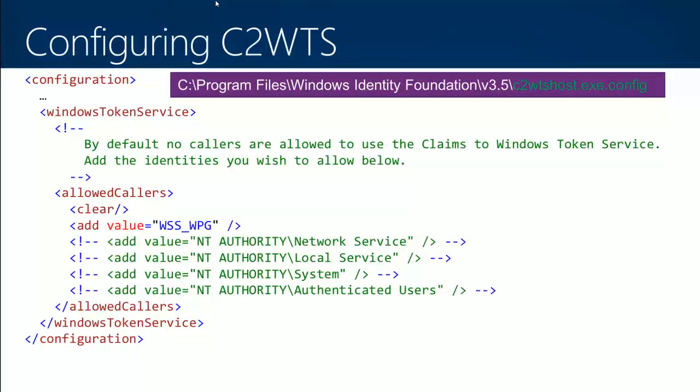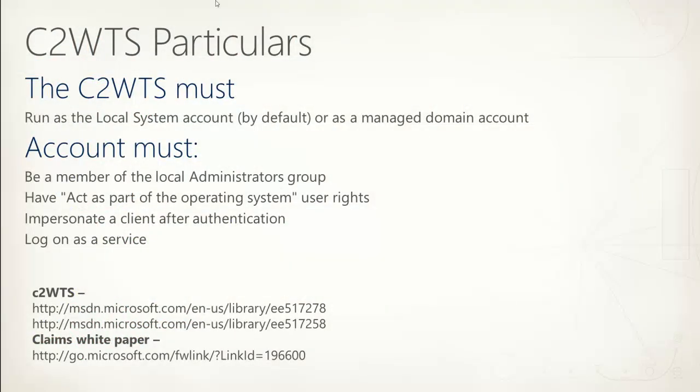Here's how you configure the Claims to Windows Token Service. There are a bunch of blog posts out on the internet about how to configure this, but here's what you do. Behind the scenes, it's a running service that takes the claim set and turns it into a Windows identity. That's what the Claims to Windows Token Service does.